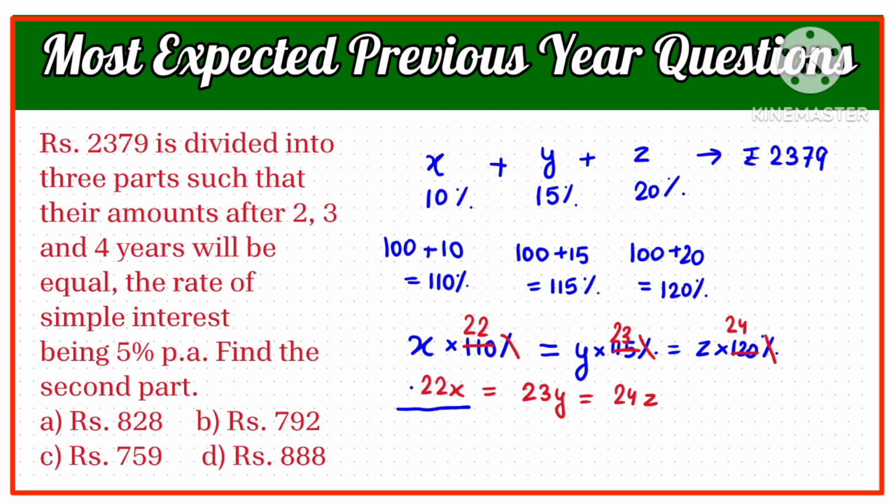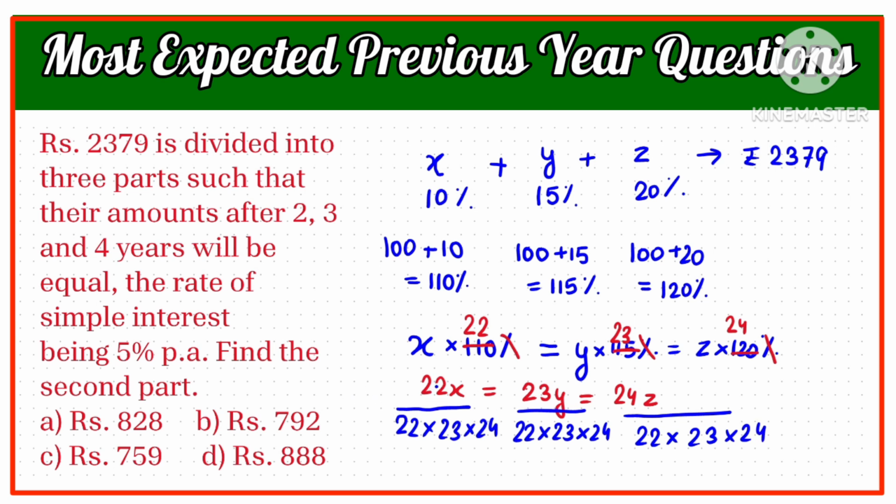Or if you are facing difficulty in finding out the LCM, do one thing, divide by all the coefficients of the variables, that is 22, 23 and 24. So if you divide this by 22 into 23 into 24, this also will be divided by the same numbers, that is 22 multiplied by 23 multiplied by 24. Similarly, here also you need to divide. So 22 into 23 into 24.